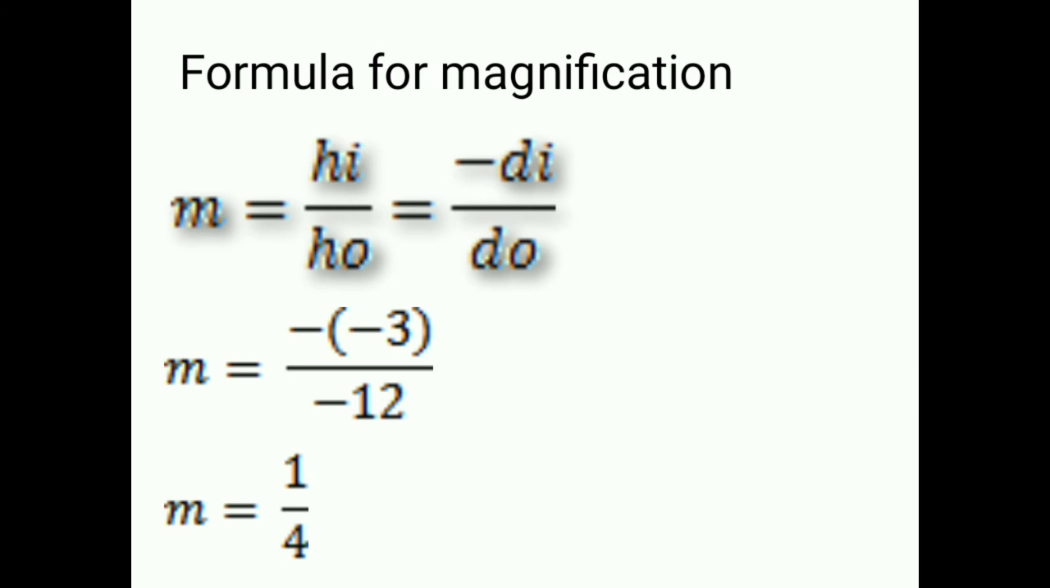To find the magnification of the diverging lens, we're going to use again negative di over do, which is equal to negative times negative 3 over negative 12. The magnification will be 1/4.